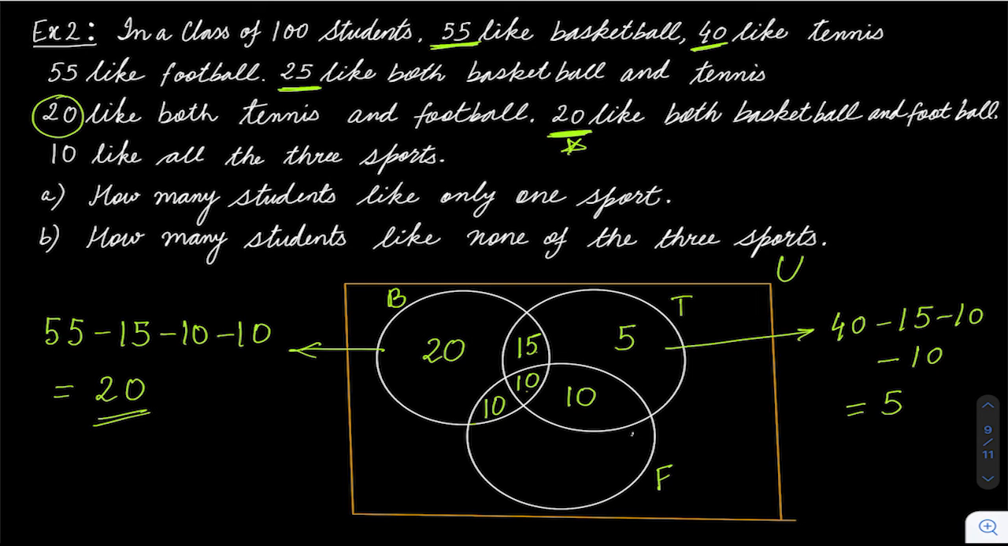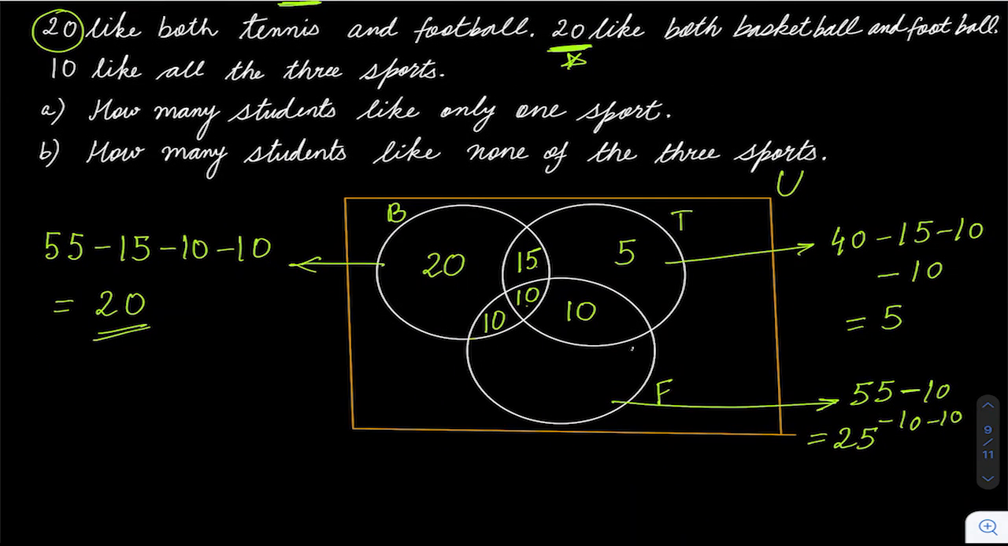And similarly for football, it is 55. So this should be 55 minus, we have already written 10, 10, 10 in set F, as you can see. So minus 10, minus 10, minus 10, that is 30. So it gives us 25. So this is 25. So this is my Venn diagram.